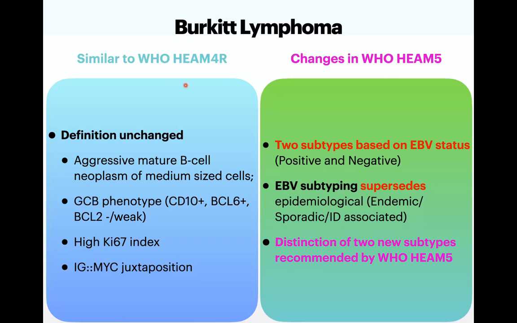What are the changes given in HAEM5? They have described two subtypes based upon the EBV status, whether it is positive or negative. Previously there were epidemiological subtypes of Burkitt's lymphoma, like endemic, sporadic, and immunodeficiency associated. But now this EBV subtyping supersedes the previous epidemiological subtyping, and WHO-HAEM5 recommends that you classify Burkitt's lymphoma as EBV positive and EBV negative, because that will change the treatment decisions.